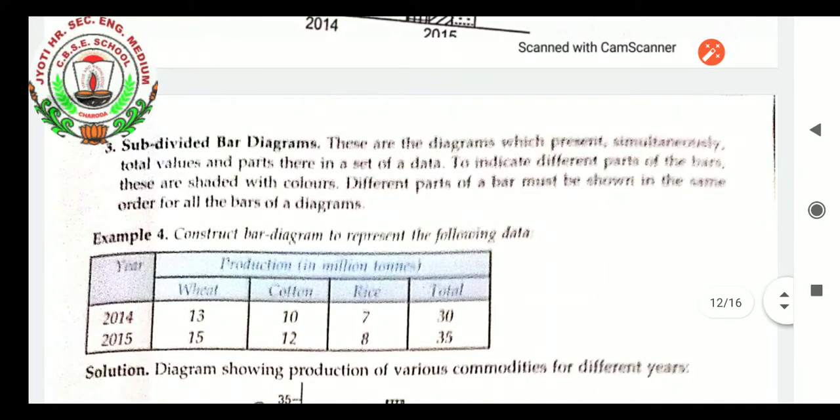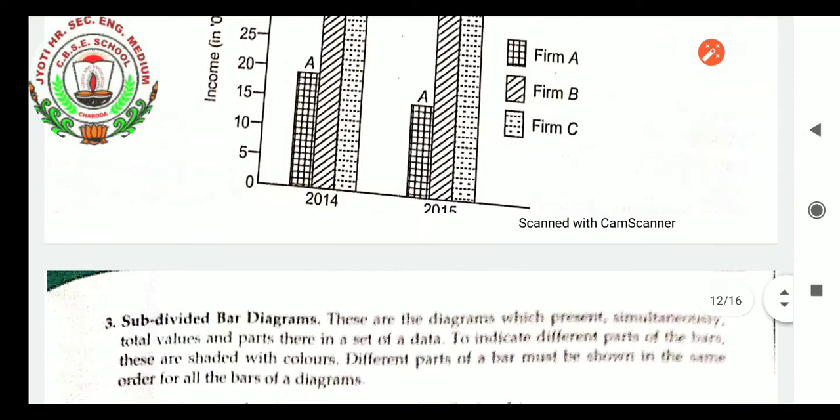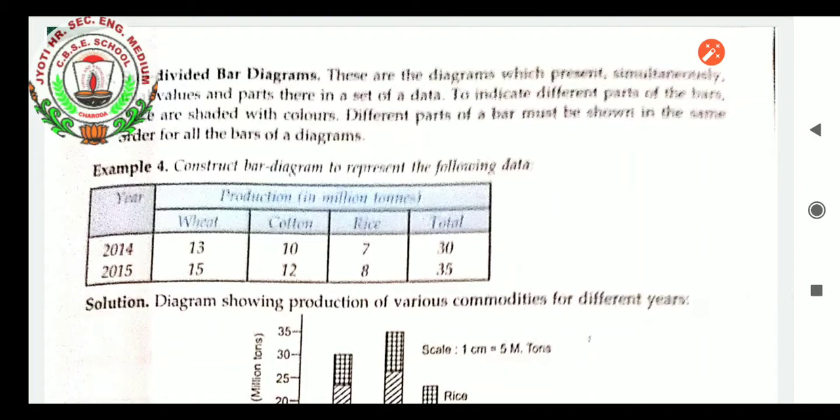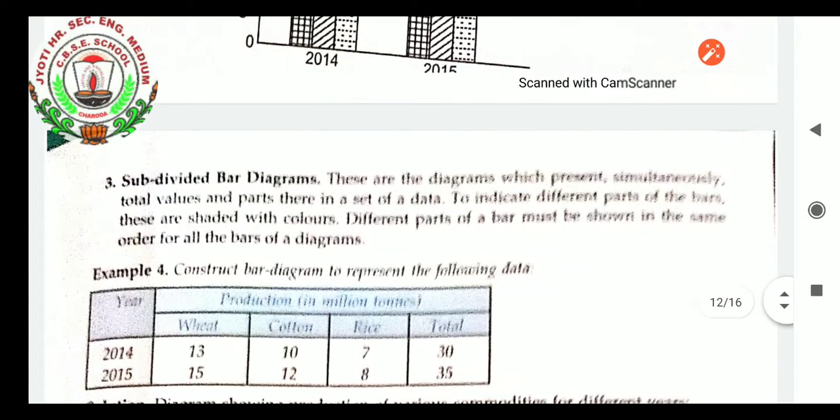Subdivided bar diagram. These are diagrams which represent simultaneously total values and parts therein of a set of data. To indicate different parts of the bars, these are shaded with colors. Different parts of a bar must be shown in the same order for all the bars of a diagram, like 2014 firm A, after firm A, firm B and then firm C. If you show the data this way in the same line with different colors, this is known as a subdivided bar diagram.